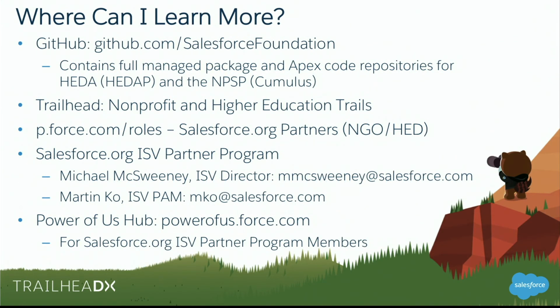Where do we learn more? Here's another slide that if you take one photo, take a photo of this slide. Because this is our GitHub repository for all of our products. HEDA is referred to HEDAP on our GitHub repository. The Nonprofit Success Pack is referred to as its original code name, which is Cumulus. We have nonprofit and higher education trails that will explicitly help you understand the vernacular of both ecosystems.